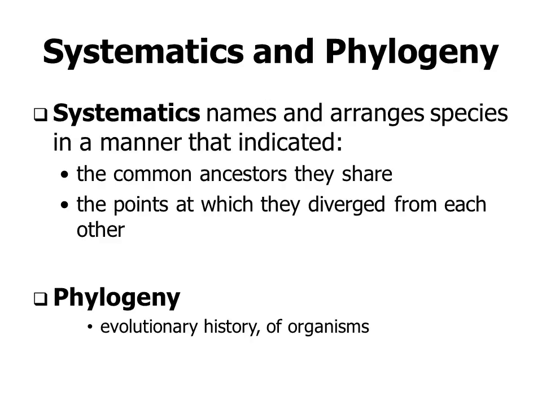So through systematics, all species, even extinct ones, are named and arranged in a manner that indicates the common ancestor they share and the points at which they diverged. So that's the key to understanding these evolutionary trees that I'm going to show you. They are all rooted in a common ancestor and they branch off. If we talk about a tree, they branch at points in which they diverge from each other.